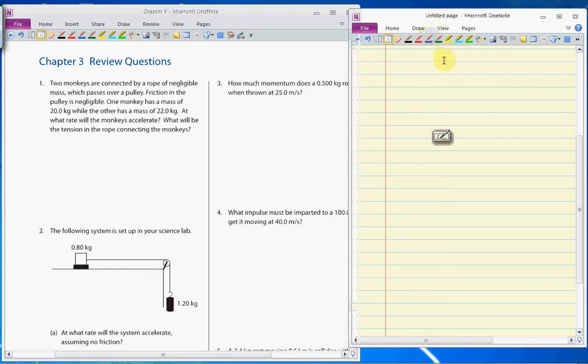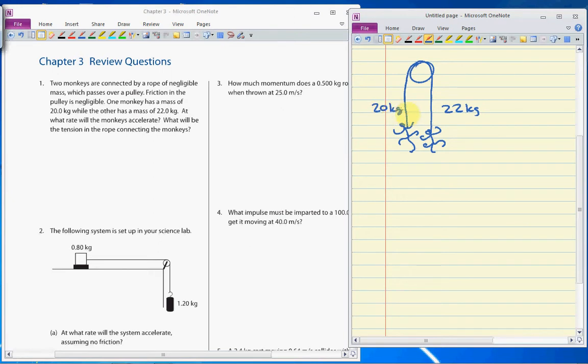Chapter 3, review question number 1, has a pulley, and on opposite sides of this pulley are these two crazy monkeys. And here's, put this other monkey over here. There's his tail. Alright, and so we have basically one who has a mass of 22 kilos and one with a mass of 20 kilos.